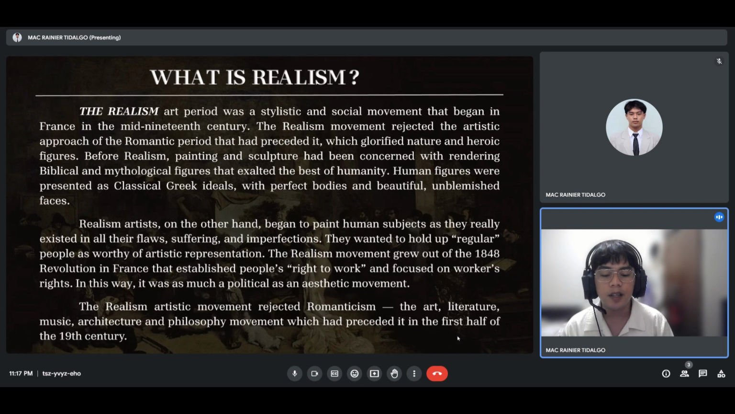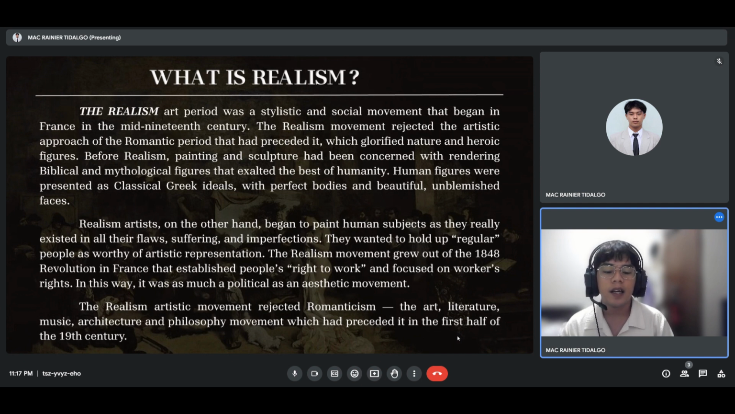The realism movement grew out of the 1848 revolution in France that established people's right to work and focused on workers' rights, and in this way, it was as much a political as an aesthetic movement. So, realist artists began to use humans as the subject of their artworks to give emphasis that humans are also worthy of artistic representation despite having flaws, suffering, and imperfections.